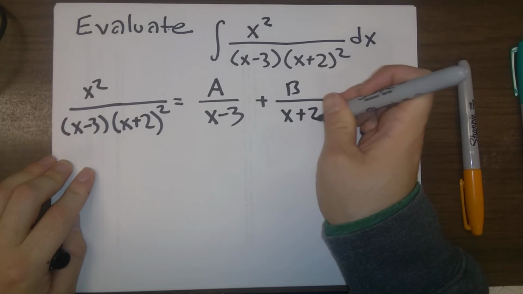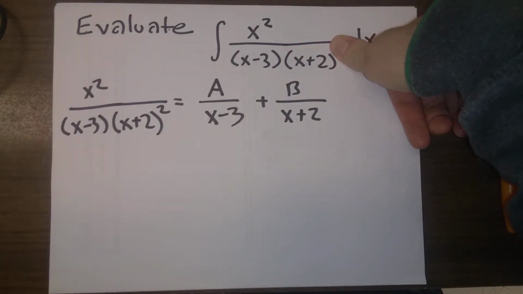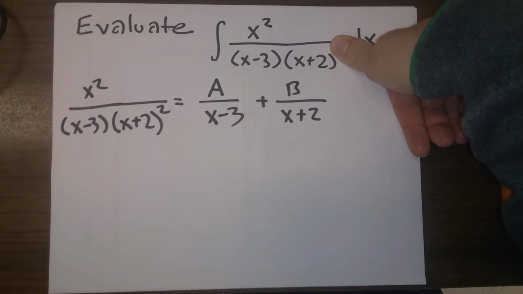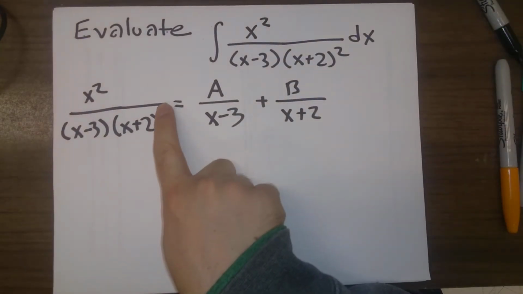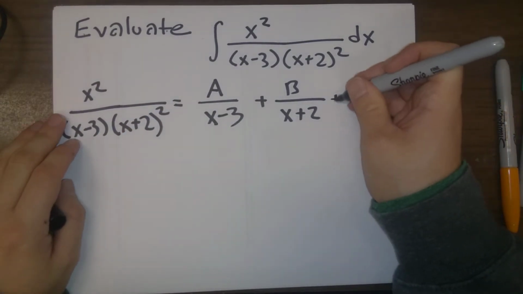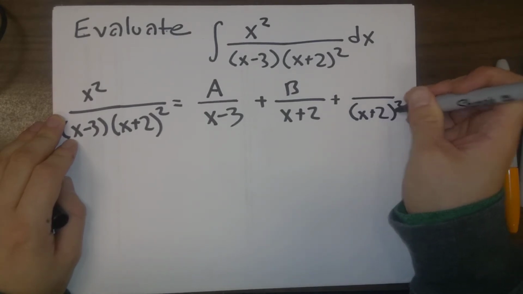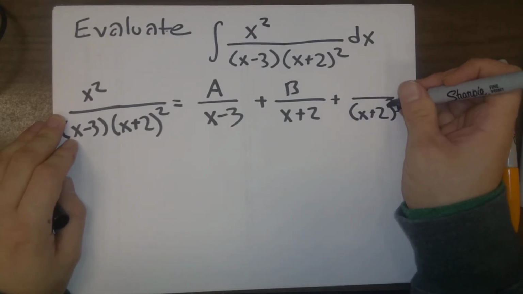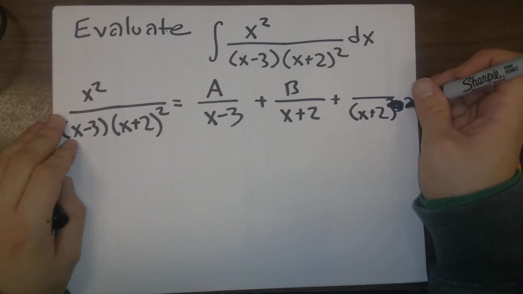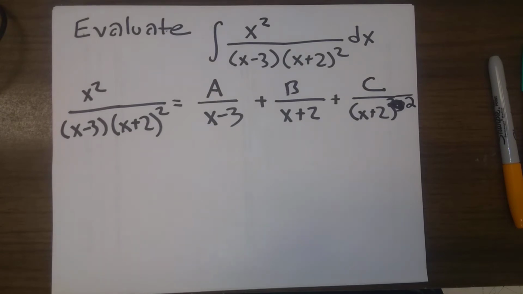Now, if that squared wasn't there, if this is the problem that we'd be doing, this would be our partial fractions decomposition. But because we have x plus 2 here as squared, we actually have to tack on one more term. Oops. That is supposed to be a 2 there. Downside of markers, I can't erase small mistakes, have to scribble them out.